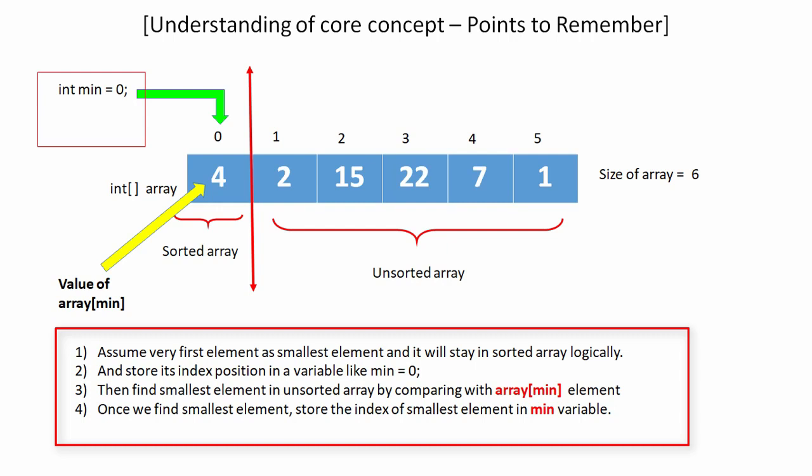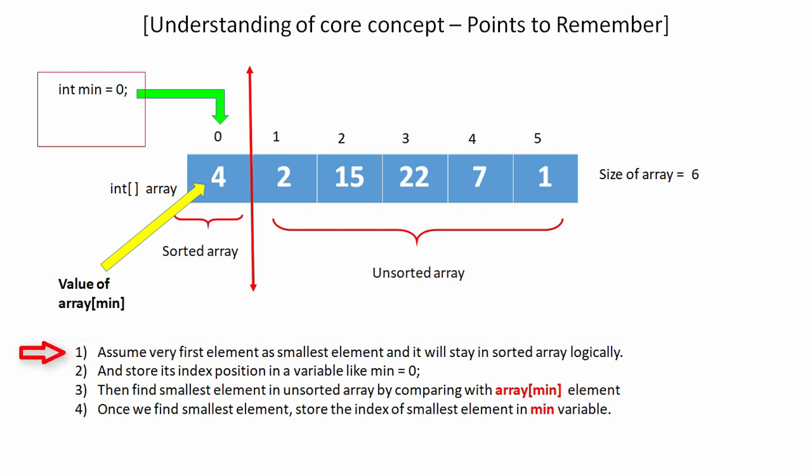Very first, we have to assume the first element as the smallest element in this array. We are just assuming, okay, and it will remain in the sorted array. So our sorted array has only one element. You can see this is the sorted element. We assumed this is the minimum element of our array. So point 1 is saying we have to assume the first element as the smallest element, and it will stay in the sorted array logically.